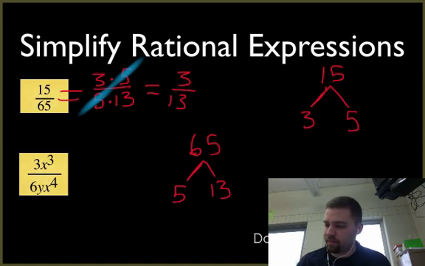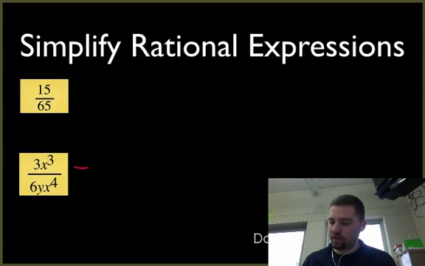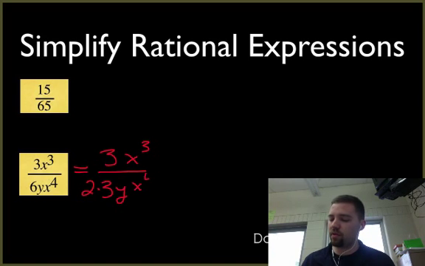Let's try this next one. This next one is made up of variables and also numbers. So we want to break down the numbers and also cancel out whatever variables we can. If I look at the numbers first, I notice that 3 is as factored as it possibly can be, and so is x cubed. I can't break up x cubed any further. 6, though, I can rewrite as 2 times 3, and I'll leave the y and the x to the fourth alone.